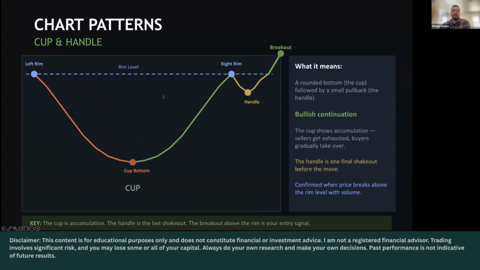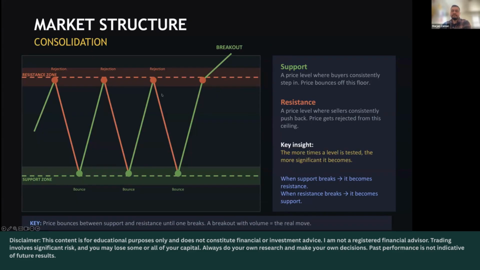Got it. Okay, so I'm still a little confused. Can you go back? I'm not understanding support zone and resistance zone, and what does it mean when a support breaks and when resistance breaks?